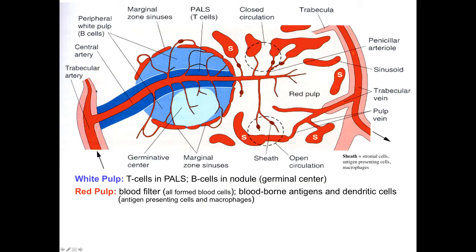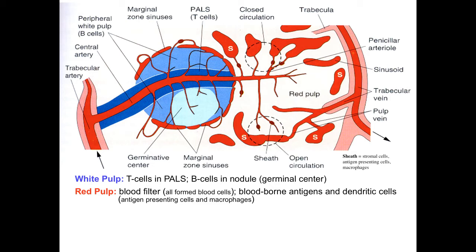Here we're showing diagrammatically a splenic nodule, the white pulp, the periarterial lymphatic sheath. This would consist of T cells, B cells in the periphery of the nodule, a nodule here with a germinal center, and then the red pulp with some of these capillaries entering directly into sinusoids, other capillaries entering directly into the red pulp cords.